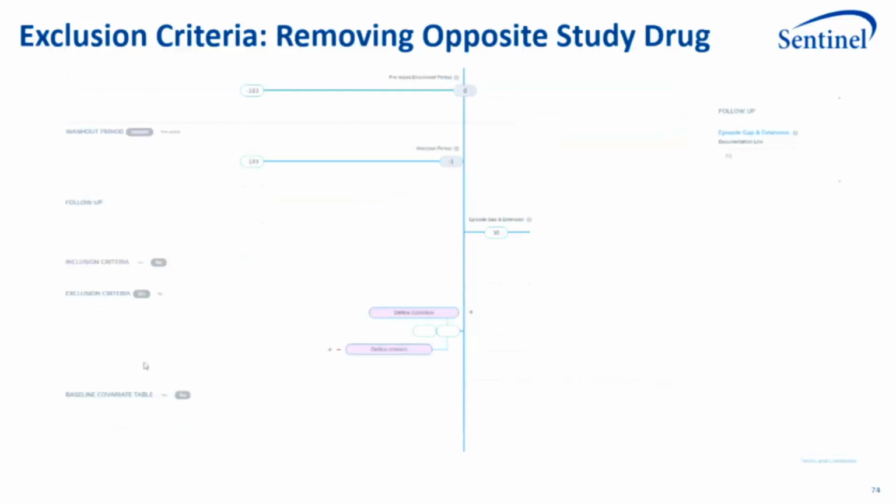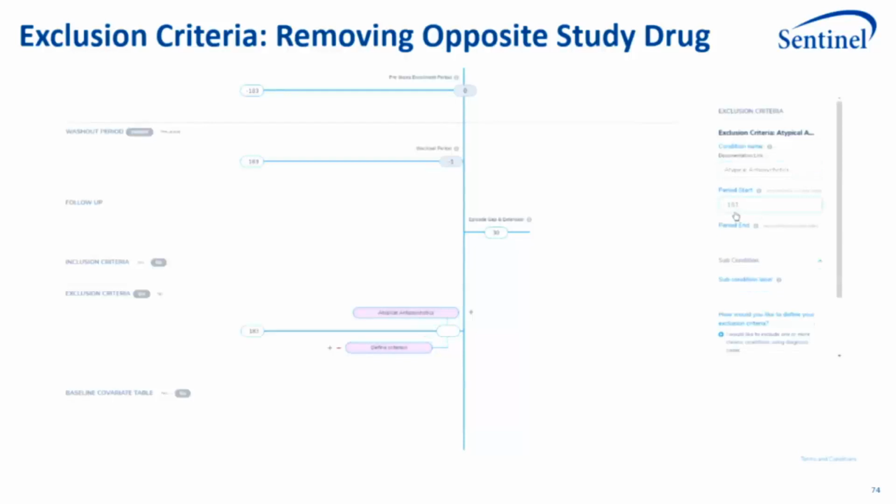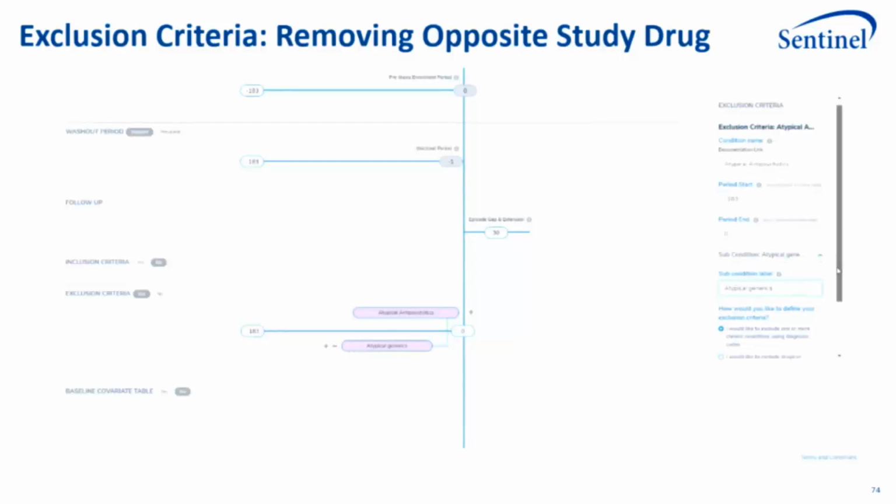Likewise, there's inclusion criteria that can be used to remove people from your study as well. And so often we remove what we think of as the opposite study drug. So if I'm thinking about comparing a typical antipsychotic and an atypical antipsychotic, I might want to remove people who are on that opposite study drug in a period before their new use of the typical antipsychotic. And so I go ahead and I enter that here.